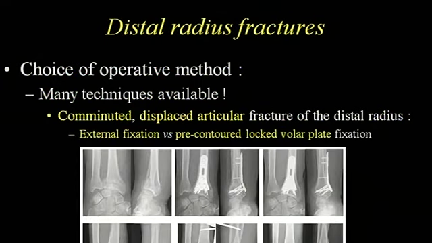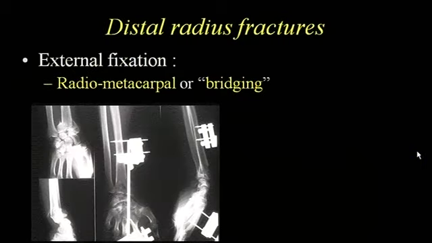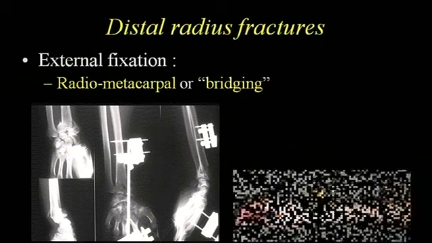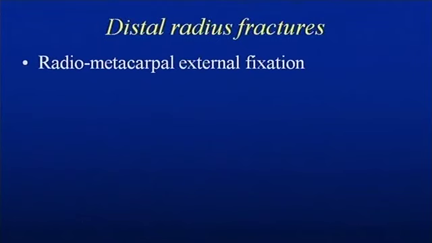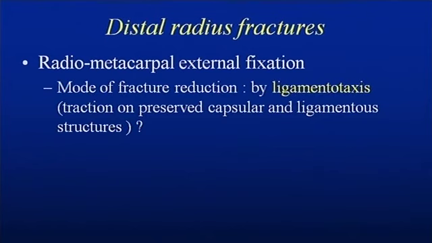The problem is actually the comminuted displaced articular fracture of the distal radius. I think nowadays there are two techniques that are suitable for this fracture, which is external fixation on the one hand and pre-contoured locked volar plate on the other hand. External fixation could be either radiometacarpal or bridging external fixation. Actually, non-bridging external fixation is not suitable for comminuted articular fractures. It is for extraarticular fractures or for corrective osteotomies.